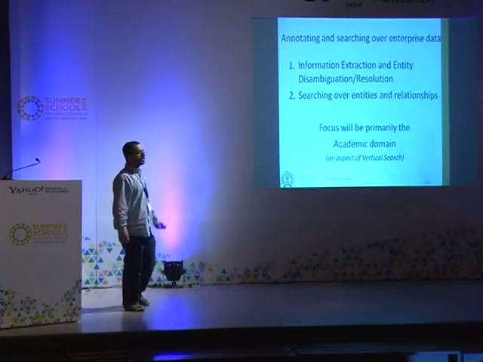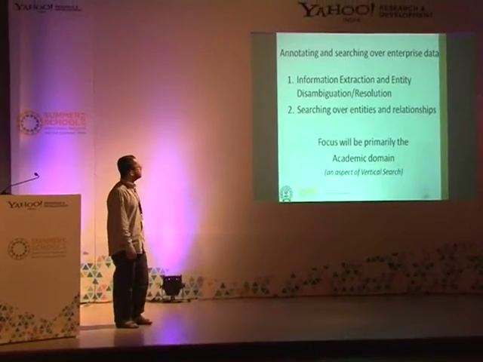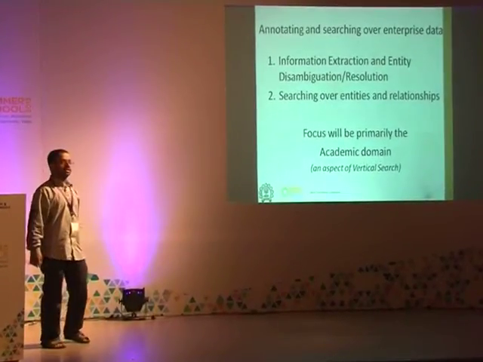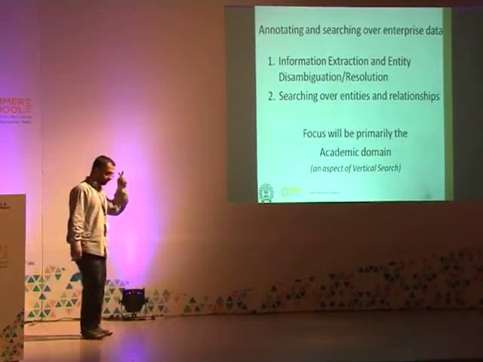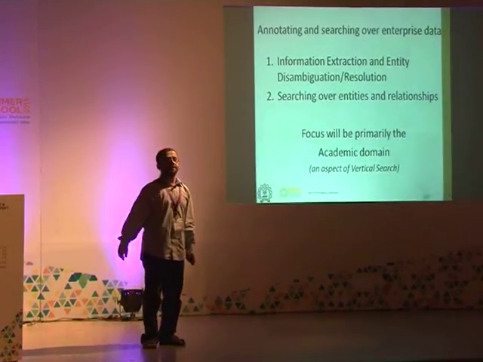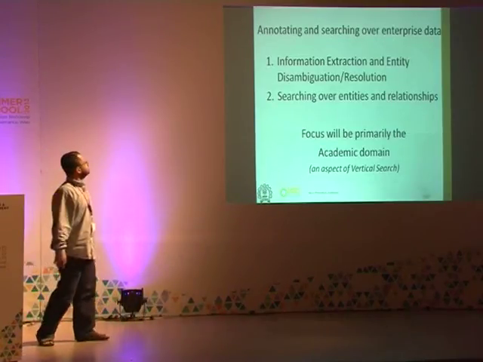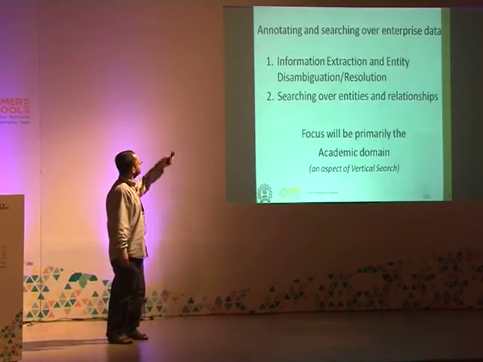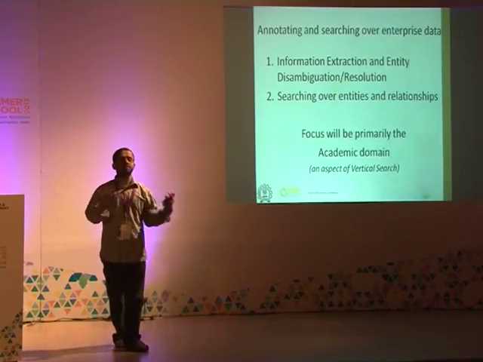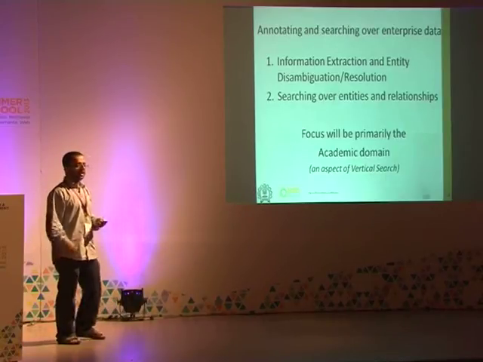There are two components to my talk, and they are going to be fairly interleaved. One is information extraction and entity disambiguation and resolution, and the second is searching over entities and relationships. They are going to be interleaved because I would like to scale up these operations, and I find that an artificial divide between processes for information extraction and processes for search needs to be gotten rid of at some point. I'll elaborate on what I mean.